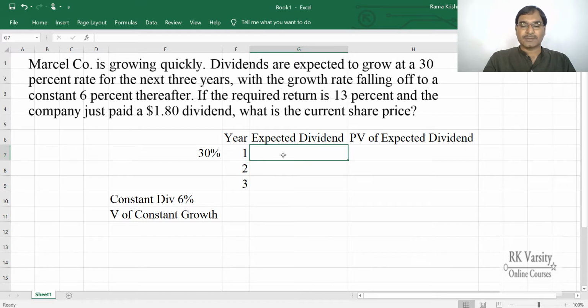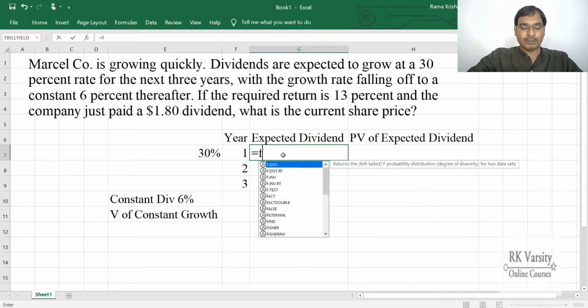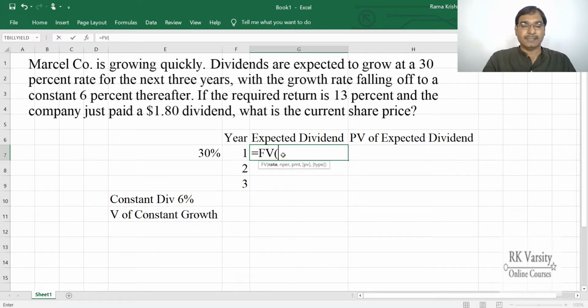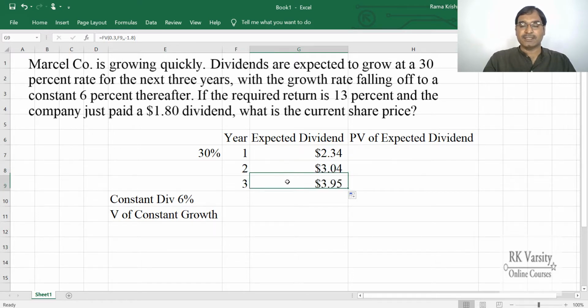To calculate the expected dividend, we use Excel built-in function, that is FV, future value, equal to FV. Then the rate is the dividend growth rate, that is 30%, 0.3, and number of periods, this is the first year, year wise we'll take. Then PMT, because this is year wise it changes, so we ignore the PMT. Then minus 1.8 is the current dividend. So this is the expected dividend for the first year. Simply you drag this down to the next 2 years. So here are the expected dividends for the first year, second year and third year.